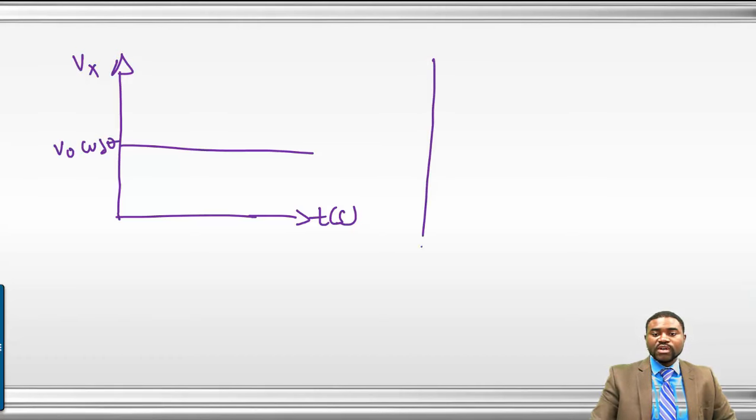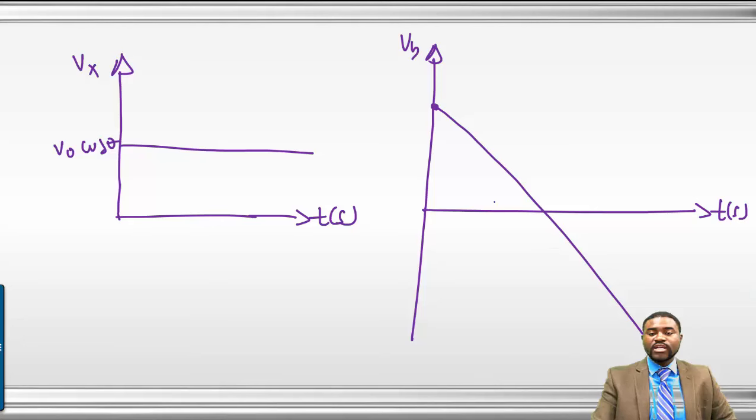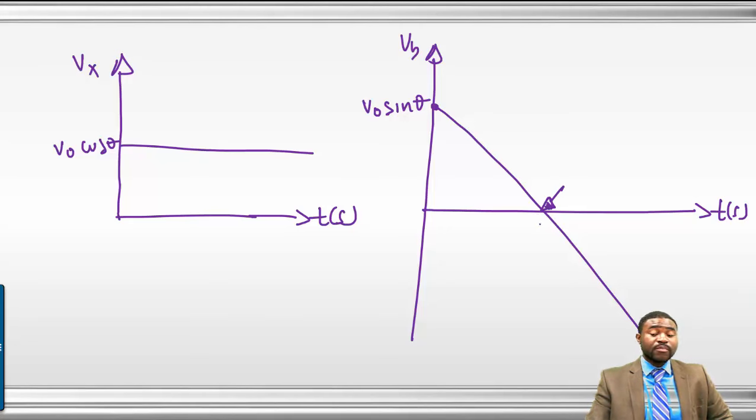But if we draw a graph of, this is T, this is Vy. The graph begins somewhere here and goes like that. This is going to be V naught sine theta. What is this point where the velocity of the particle is zero? Maximum height. Great. Maximum height, and this is the time to reach maximum height.